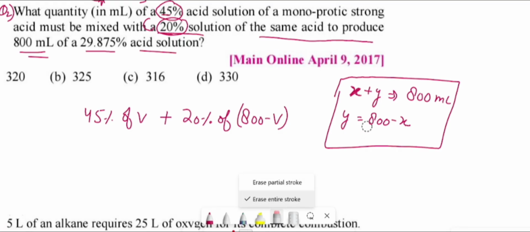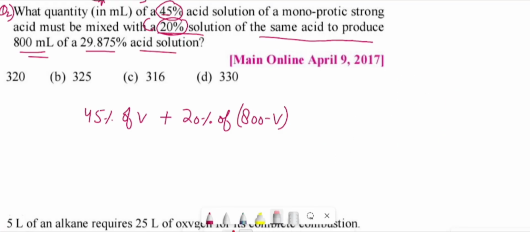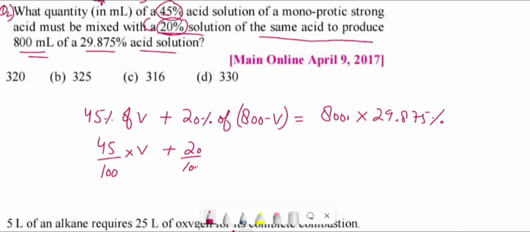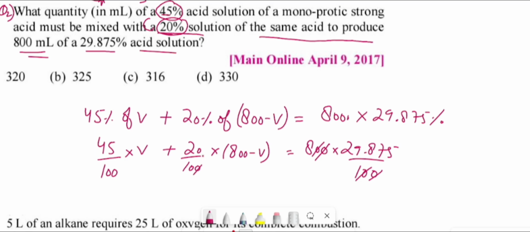When we mix them, we get 800 ml of 29.875% acid solution. So this is the percentage for this. What will be after this step? We change this to 45 by 100 into V, plus 20 by 100 into 800 minus V, is equal to 800 into 29.875 divided by 100. Cutting off these zeros, 0 and 0 will go, and this 0 will go with this 0. Okay, fine.